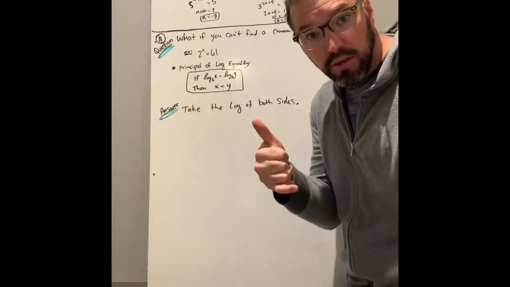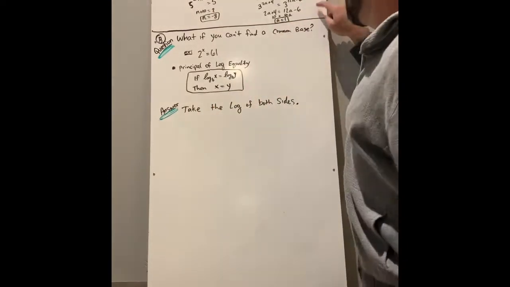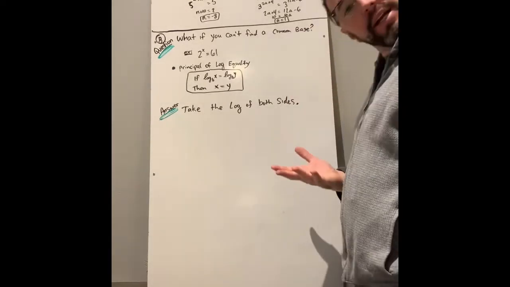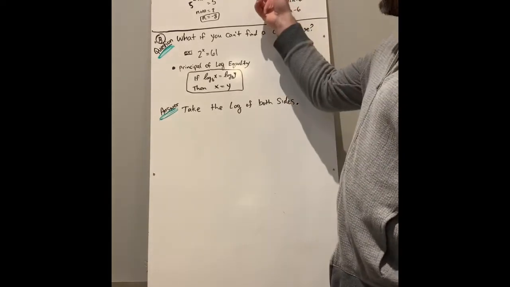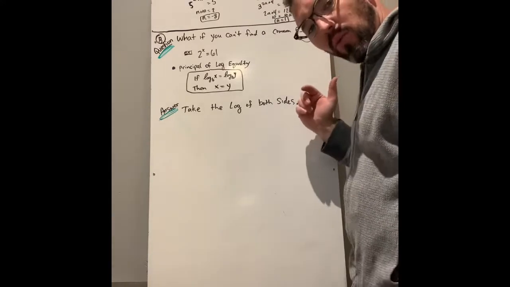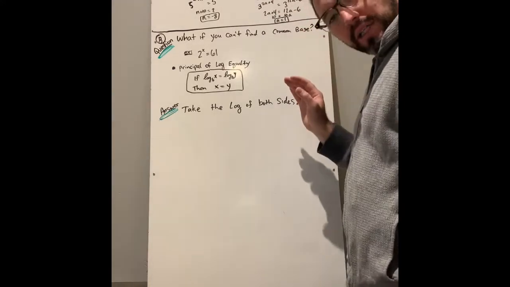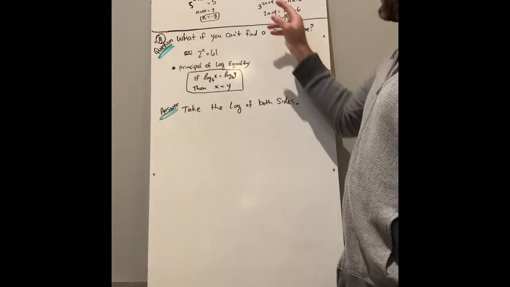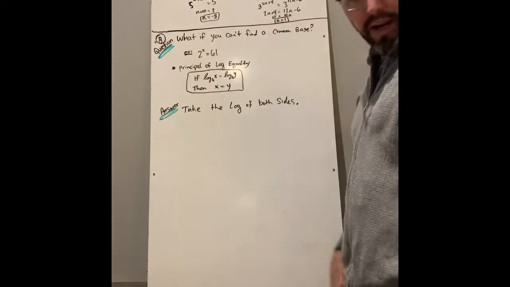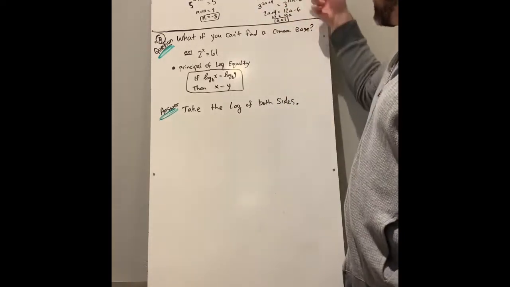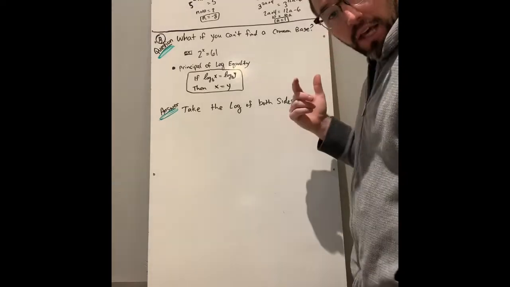How'd you do? Thumbs up? Right on. How about this one? Well, first you need to find a common base. 9 squared is 81, and so 9 isn't going to work as the common base. But I can turn this 9 into 3 squared, because 9 is 3 squared, and I can replace this 27 with 3 cubed.